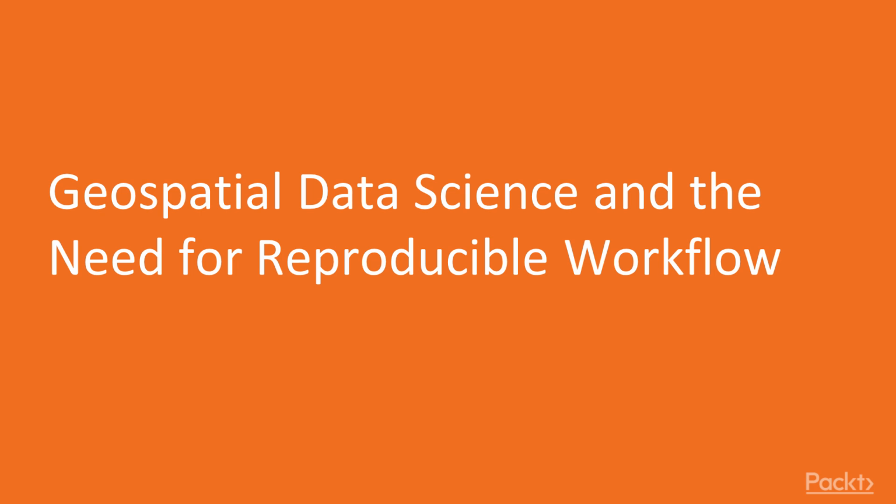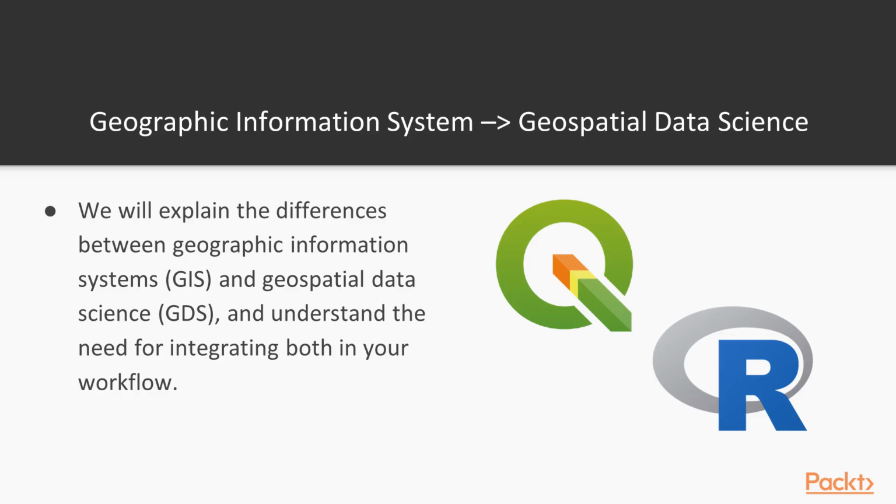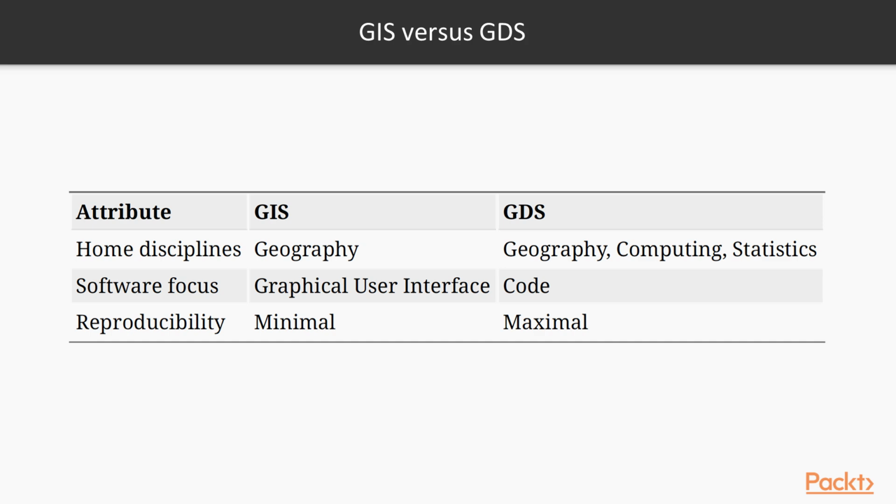In this video, we'll be introducing you to the field of geospatial data science, how that's related to GIS, how it enables workflow automation and reproducibility. We explain the differences between GIS and GDS, geospatial data science. For our project, we will be using QGIS as a geographic information system and R in the scripting environment to conduct any geospatial data science workflow. We will understand how it's beneficial to integrate both for your work efficiency and reproducibility, and take advantage of both environments.